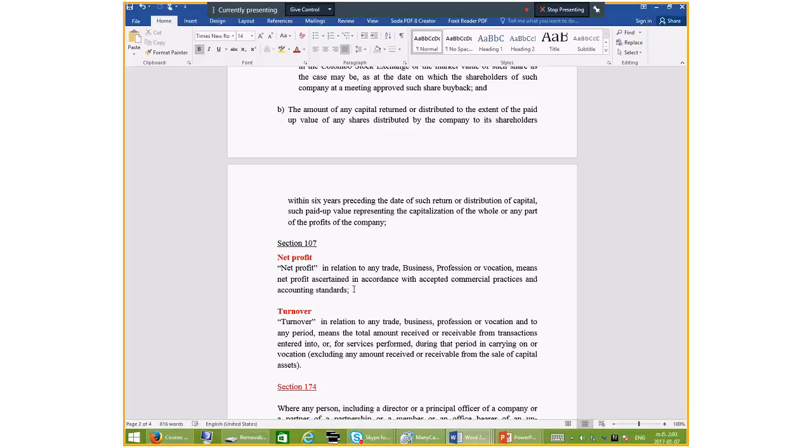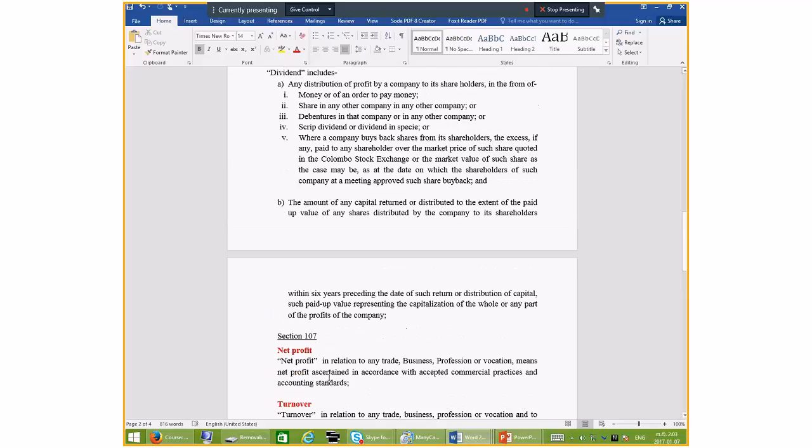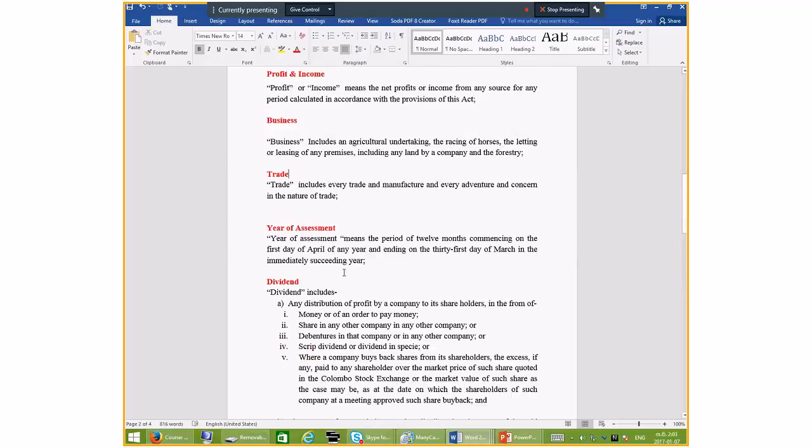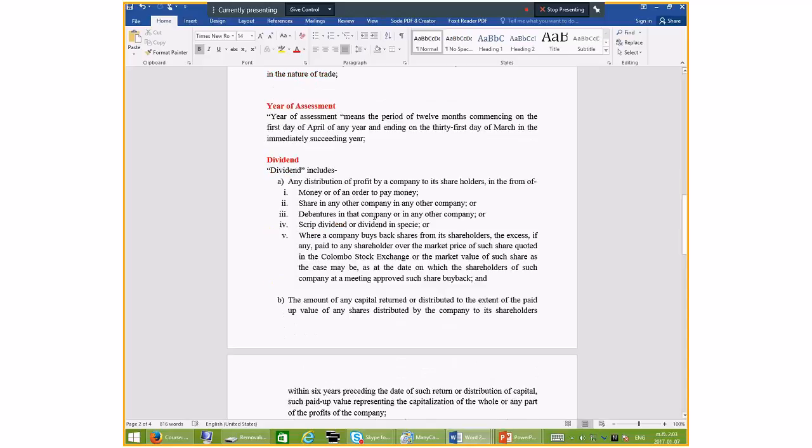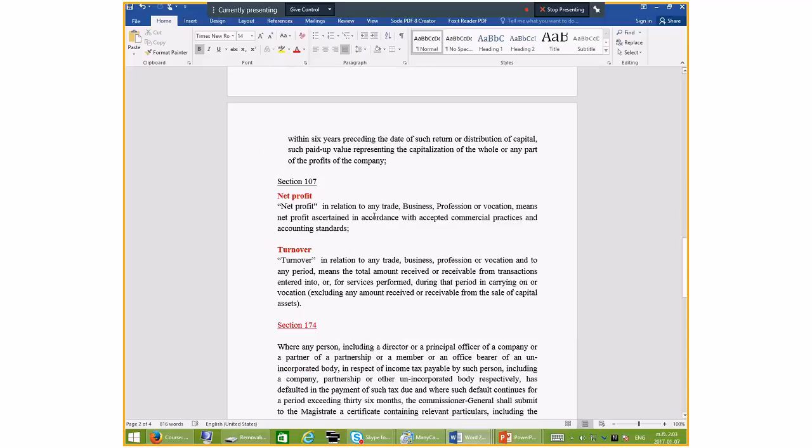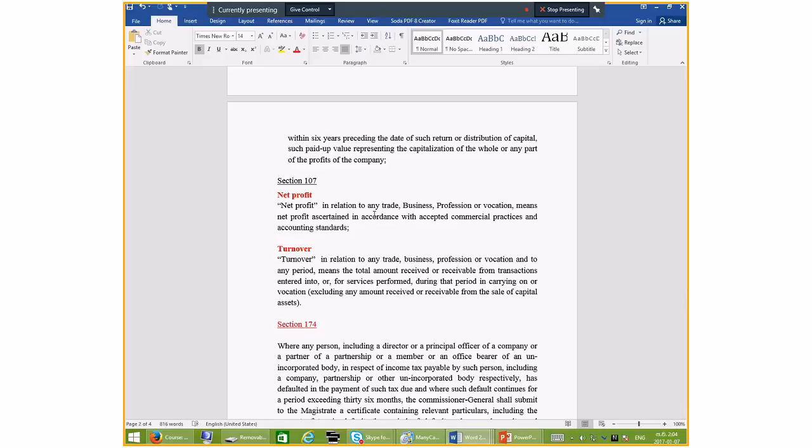Tax profit, that is income for taxation, is computed in accordance with the provisions of the Inland Revenue Act. According to the provisions of the Act, the total lease rental is taken as income and capital allowances are also allowed for the lease assets. On that basis, profit is taxed. In the case of plantation companies, any expenditure on plantation is allowed. In some cases, even some capital expenditure is allowed according to the Inland Revenue Act, right?